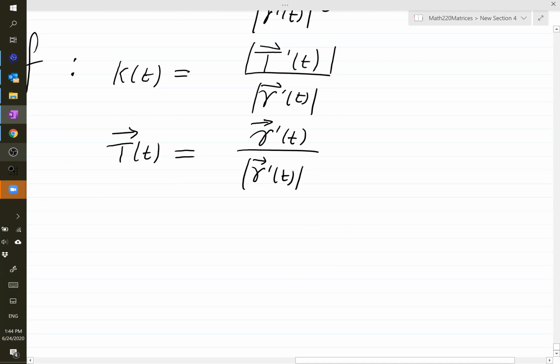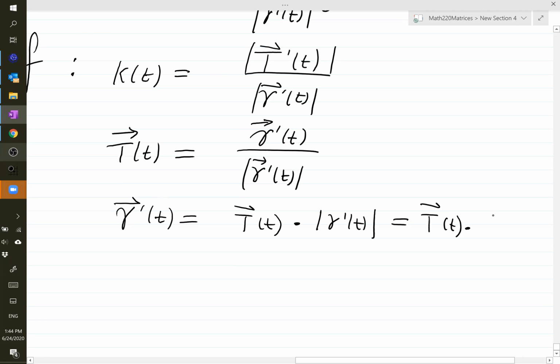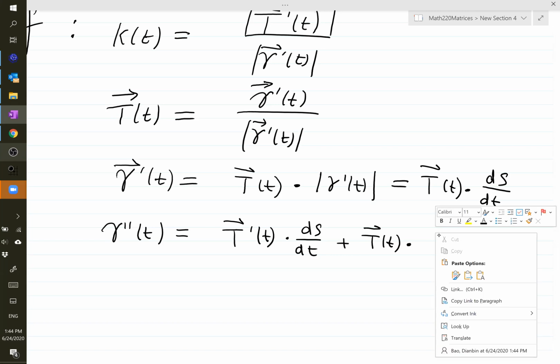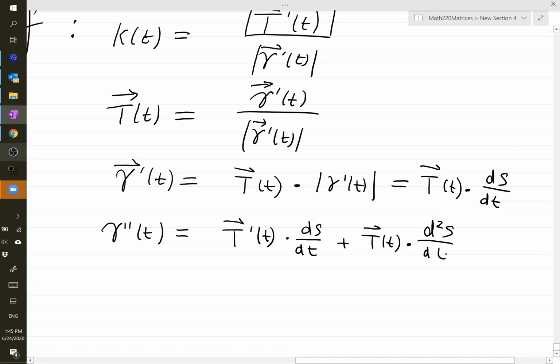Okay, then we have, so we change a little bit. This gamma derivative, r derivative at t, will be the tangent vector times the norm. This will be the tangent vector at t times ds over dt. Now if we take the second derivative at t, this will be the derivative of the tangent vector, by the product rule, times ds over dt, plus the tangent vector times d squared s over dt squared.